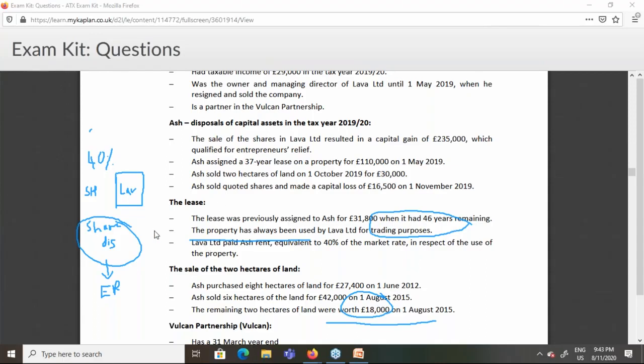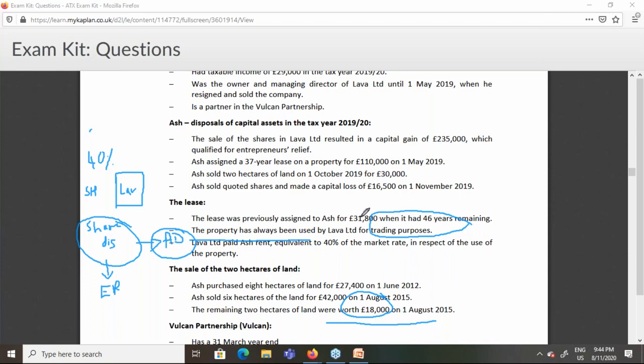So what are the conditions that we have to satisfy in order to claim the entrepreneur's relief on the associated disposal? The first condition is, if you have not been able to claim the entrepreneur's relief on the main disposal, there is no ER on the associated disposal. So the first condition is that the disposal of shares in Lava Limited must qualify for the entrepreneur's relief. Now that condition is satisfied here.